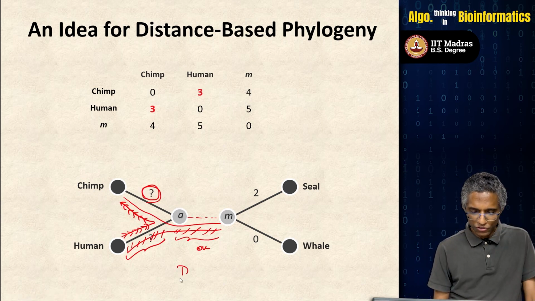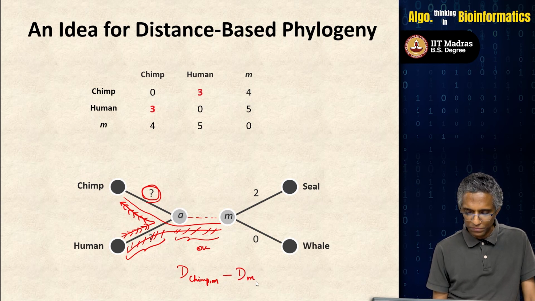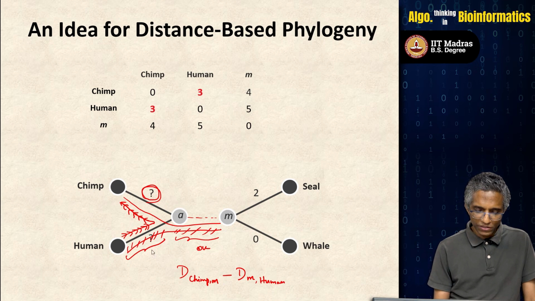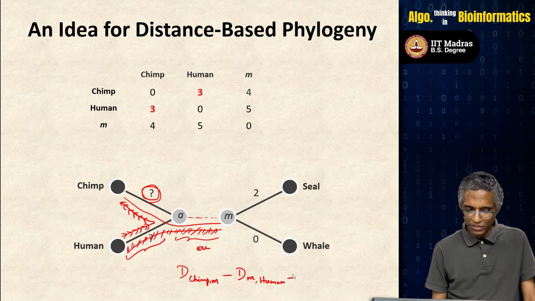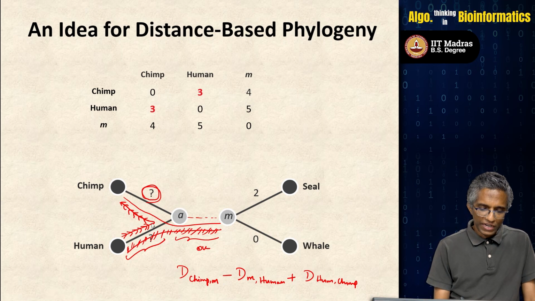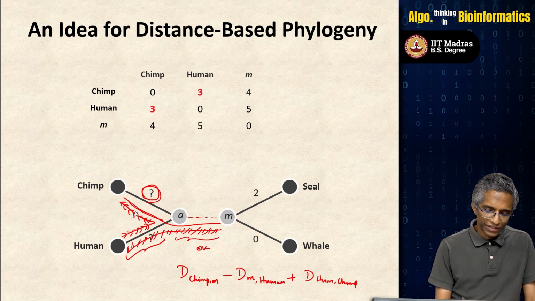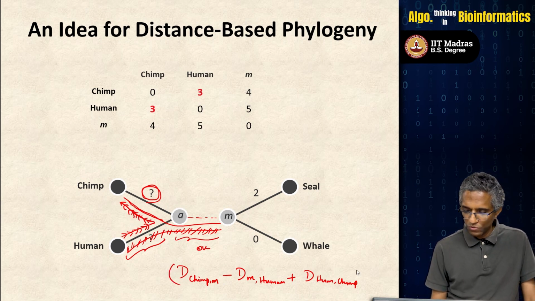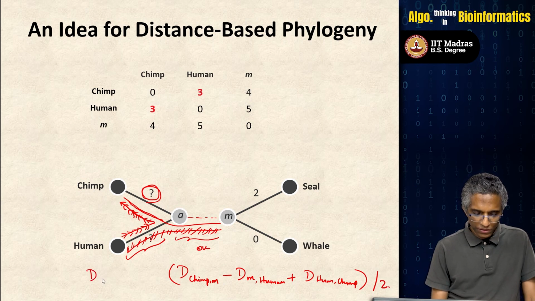So, I have D chimp to M, that will be this first line, then I have to subtract D M to human, that will be this slanted, struck out line, that is the one that we are subtracting, but that is subtracting more than what we need. So, you have to add back D human to chimp, but then that is adding both this normal line here and also this arrowed line here. So, we will have to divide all of this by 2 to get little d chimp comma A.